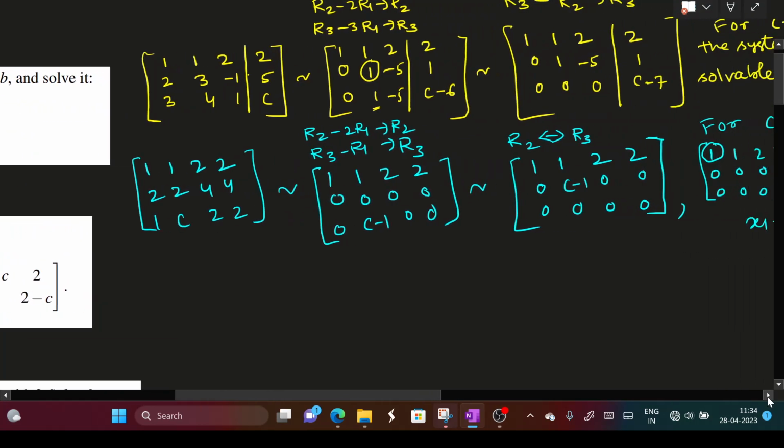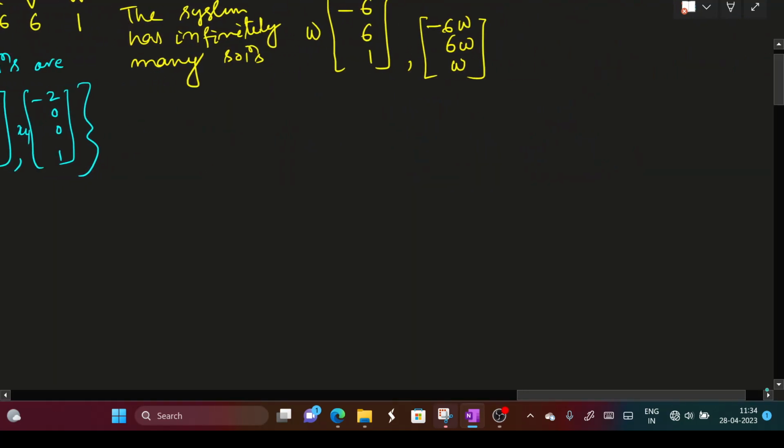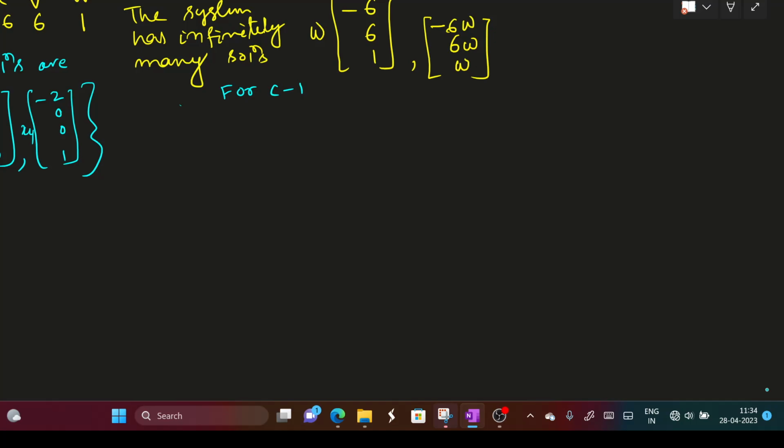Okay, so now it is for c not equal to 1, so c minus 1 is not equal to 0. The matrix is 1, 1, 2, 2, 0, c minus 1, 0, 0, 0, 0, 0, 0. Here this is my variable. So here this is one pivot, this is one pivot. The last two variables are free.